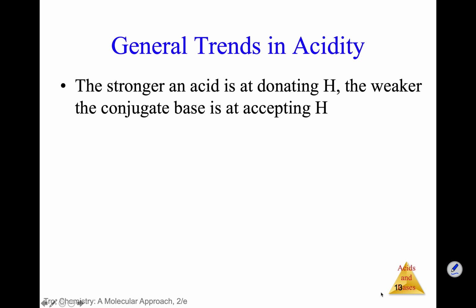Okay. So general trends in acidity. The stronger an acid at donating H, the weaker the conjugate base is at accepting. So what does that mean? The stronger the acid, the weaker its conjugate base. The stronger the acid, the weaker its conjugate base.